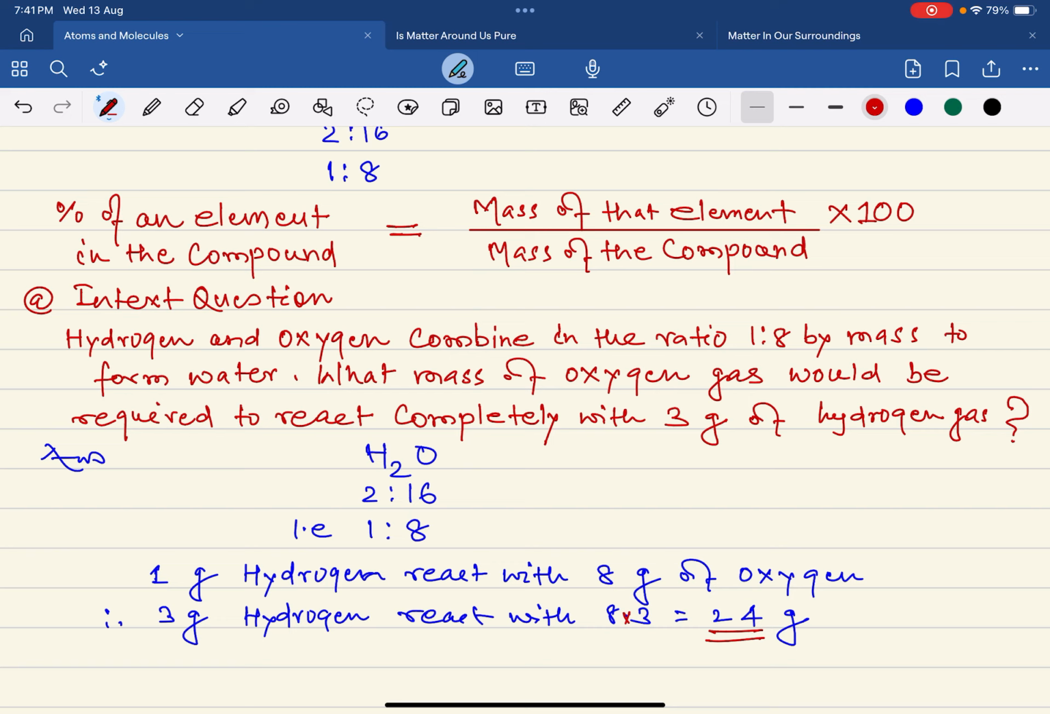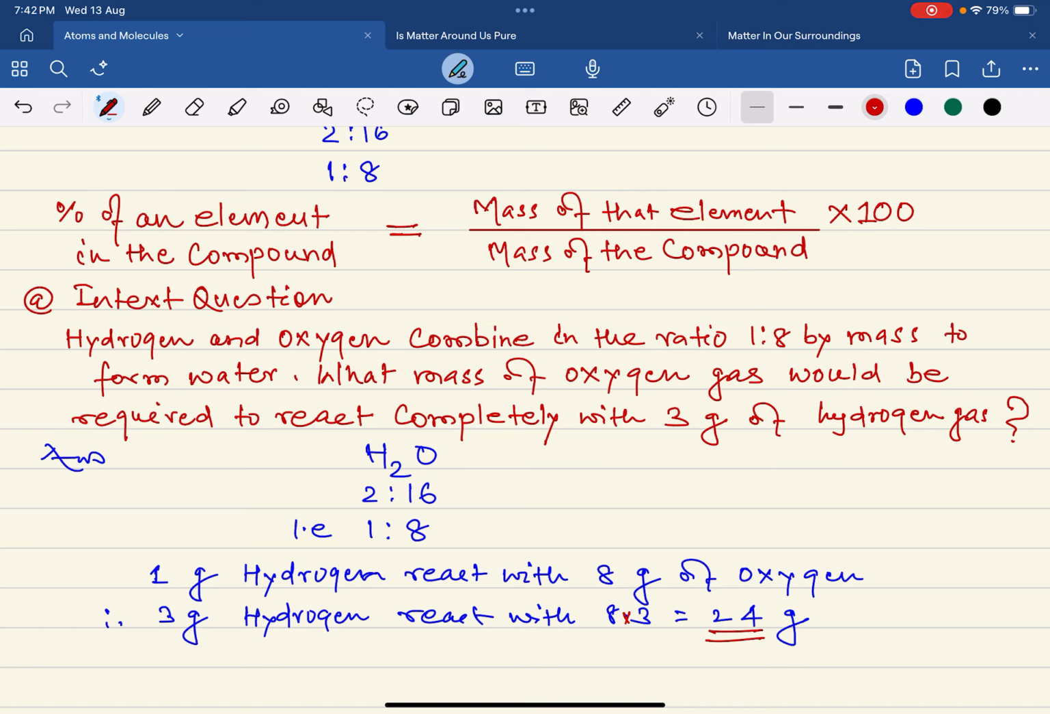On the basis of the simple law of constant composition, first of all identify the ratio in the given compound. Like in water, 1 gram of hydrogen combines with 8 gram of oxygen. This ratio is fixed. So, on the basis of the question, we find how many gram of oxygen completely combines with the hydrogen. 1 gram combines with 8 gram, so 3 gram hydrogen combines with 24 gram.